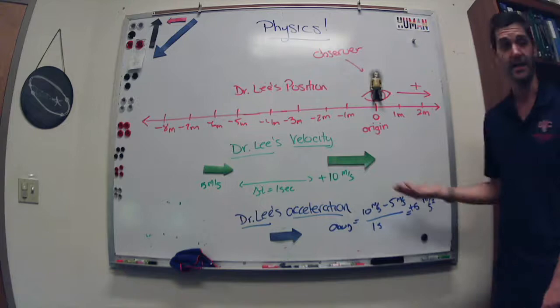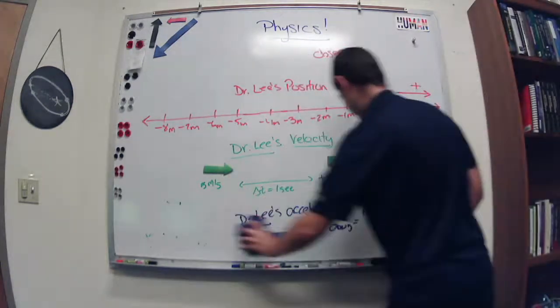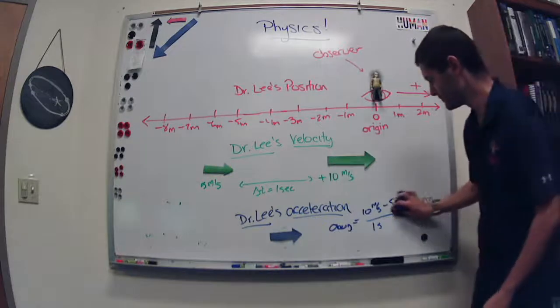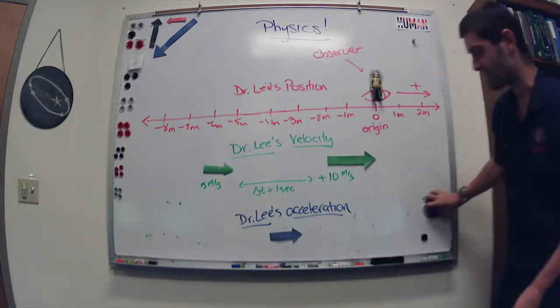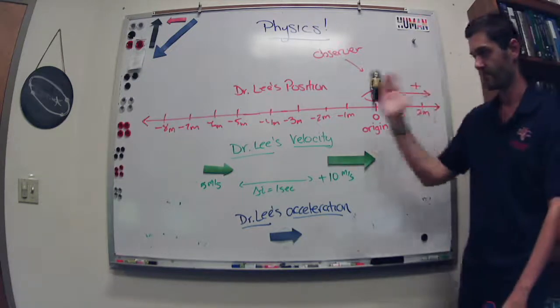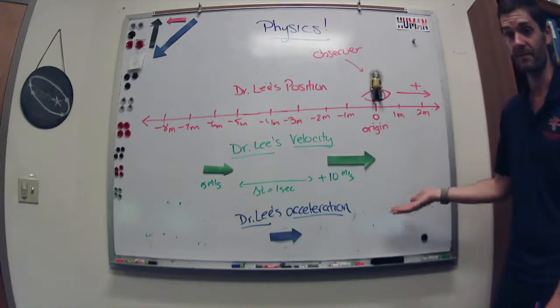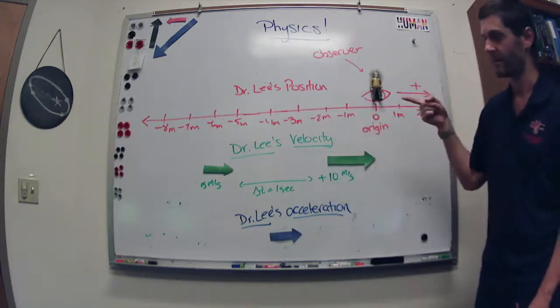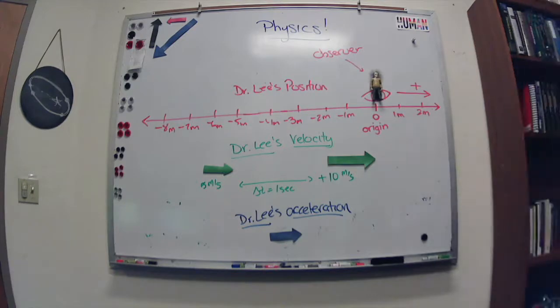My velocity has increased over time. And then you should try it on your own. Use the same numbers, but have both velocities be negative. You should find that the acceleration then is something like negative 5 meters per second squared, because the velocity vector is growing towards the left.